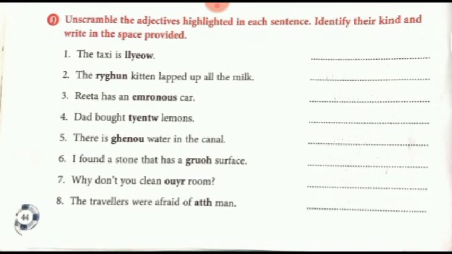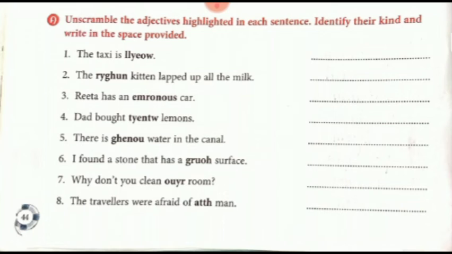I hope you have understood what adjectives are and the 4 kinds of adjectives. Let us do the exercise now. Unscramble the adjectives highlighted in each sentence. Identify their kind and write it in the space provided. What we have to do is arrange these letters and find out the adjective, and also find out what kind of adjective it is, whether it's quantity, quality, demonstrative or possessive. Let us do it now.